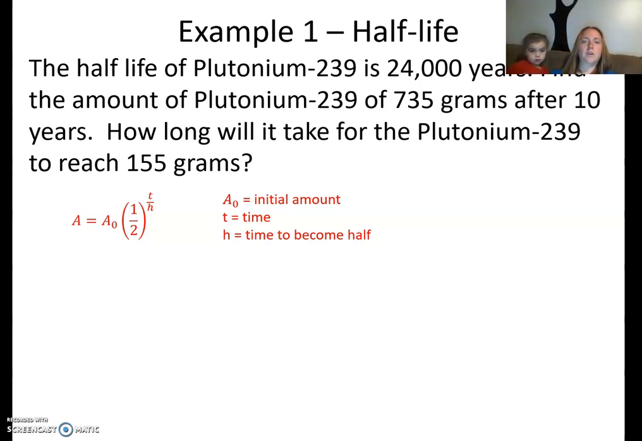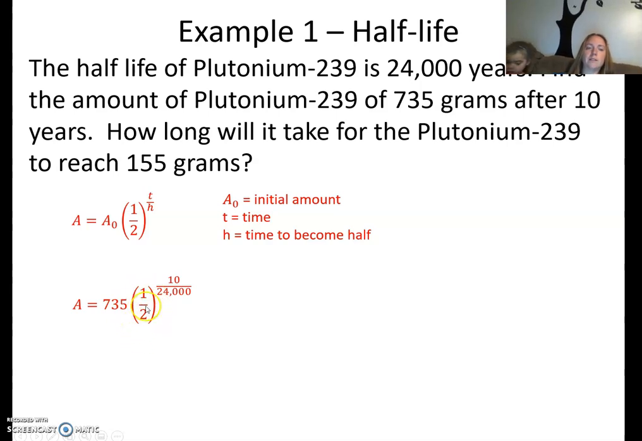Okay. So the first question is asking you to find the amount after 10 years. So this is kind of like a plug and chug here. So we have 735 for our initial amount. The 1/2 is always 1/2. That makes the half-life. And then we have time is 10 because of the 10 years over the 24,000 years. So these two things need to be in the same units, if they're not, for the future. So then you're just going to plug into your calculator, and you get 734.787 grams. So that's how we would do that one.